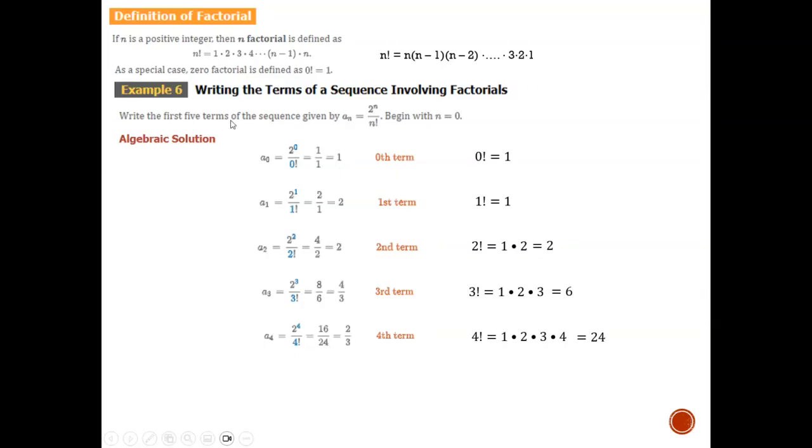So for the first 5 terms, we stop when we plug in a 4 because we started with a sub 0. So at 4, we already have our 5 terms. So here are the terms of our sequence. The outputs we got: 1, 2, 2, 4/3, and 2/3. Again, if you have numbers and you need to simplify the factorials, I would suggest using your calculator.